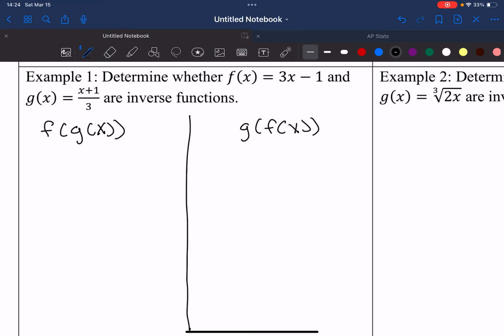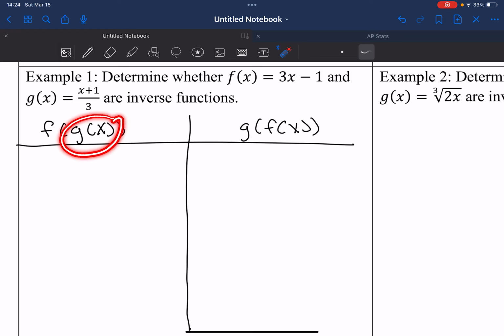So there's 2 steps here. Remember that this means we look at the inside function, so in this case g of x, and plug it into the outside function, f of x.